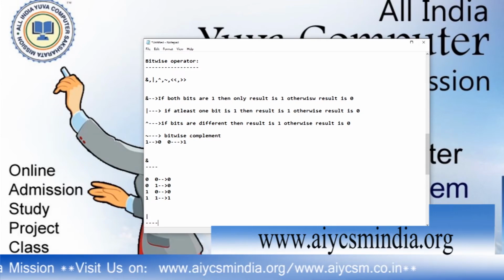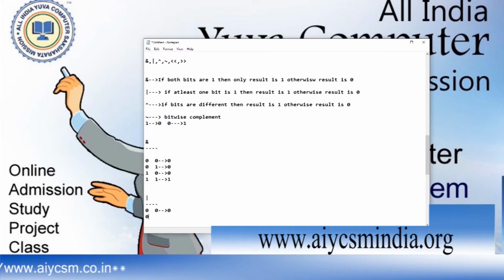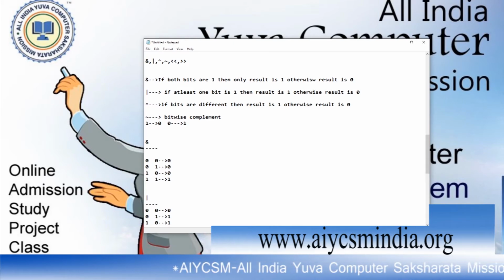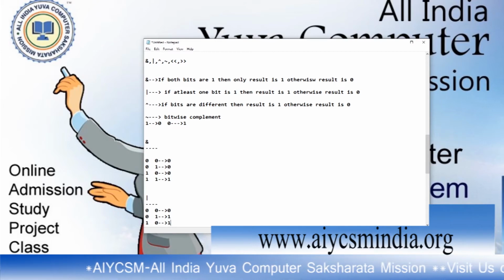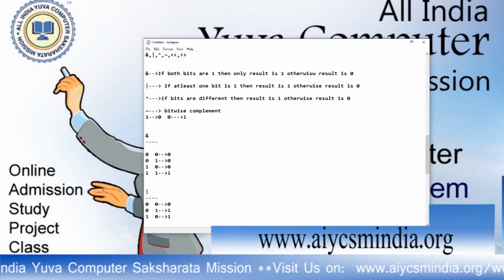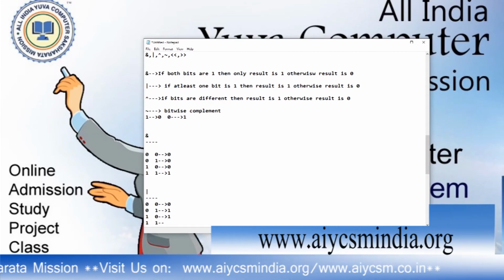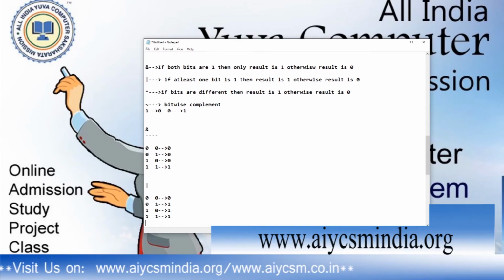This is for AND, and this is for OR. What is the concept for OR? If at least one bit is 1, the result is 1. For 0 1 it becomes 1, and for 1 0 it becomes 1. Just like an OR gate, a logical gate, at least one bit, mind it, at least one bit. For 1 1 there is also at least one bit, so it is also 1.